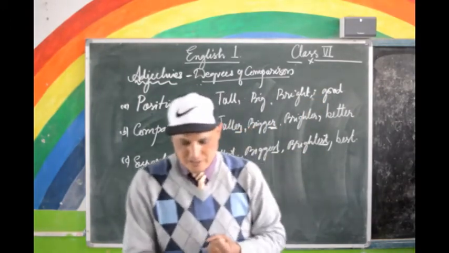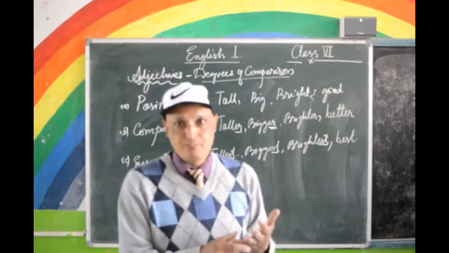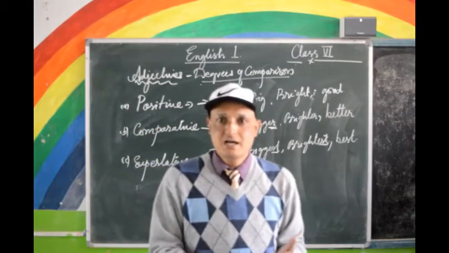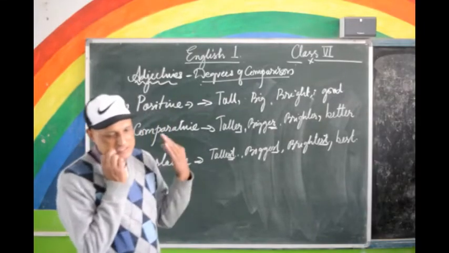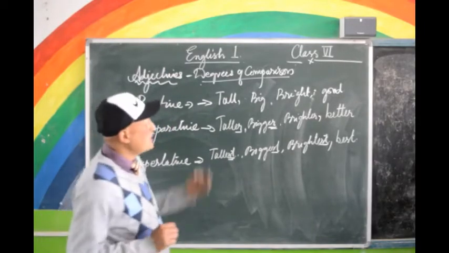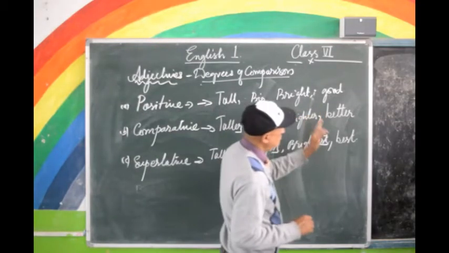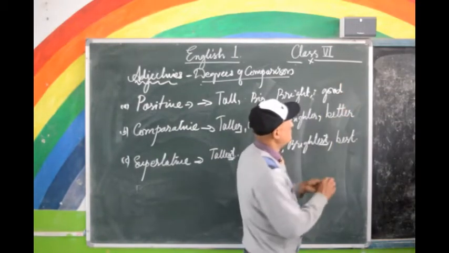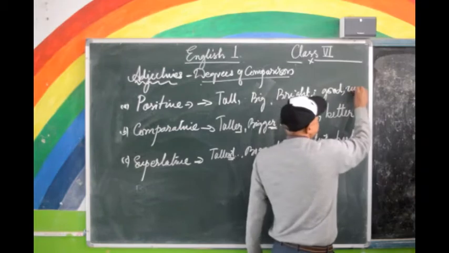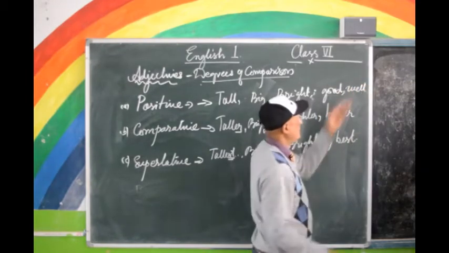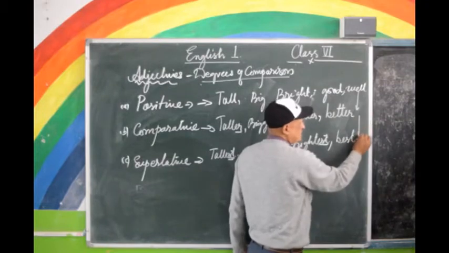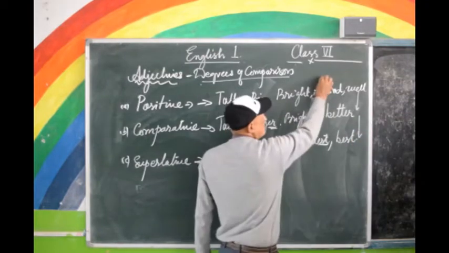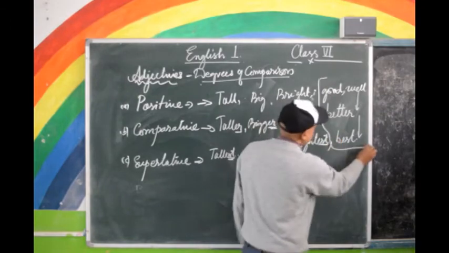The next word would be bad. Bad, worse, and worst. These are the certain ones. The other one would be well, better, best. The word can be good or well, so its comparative degree is going to be better, and the superlative degree will be best. Please keep this one in mind.